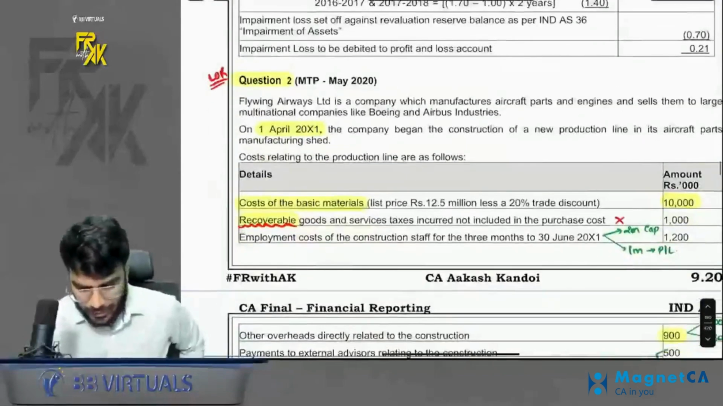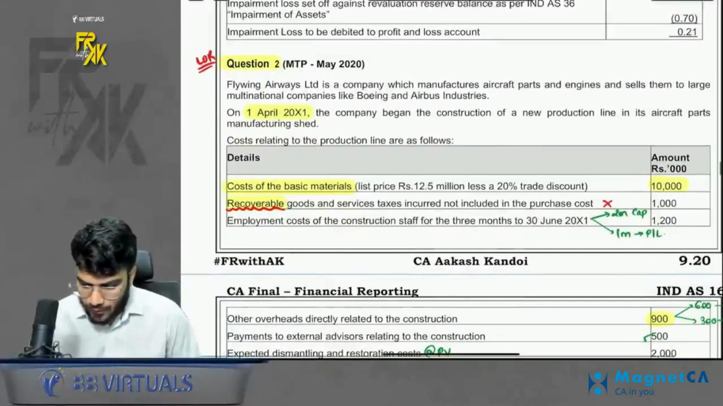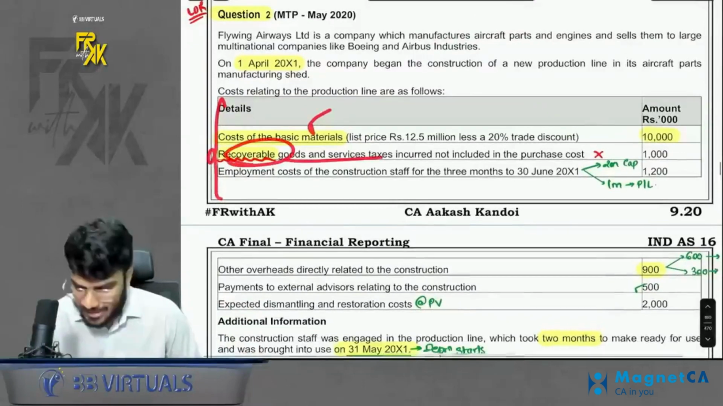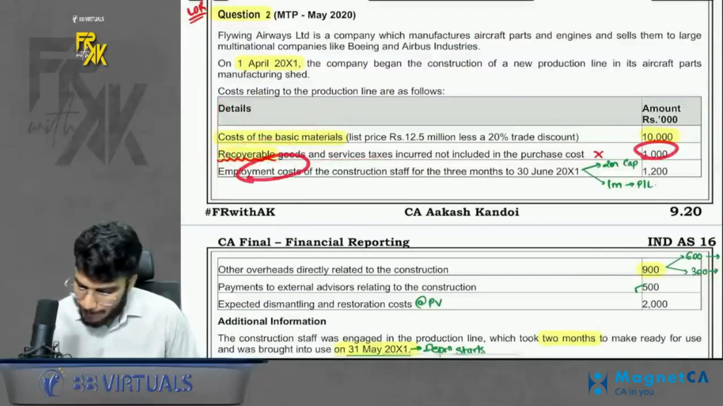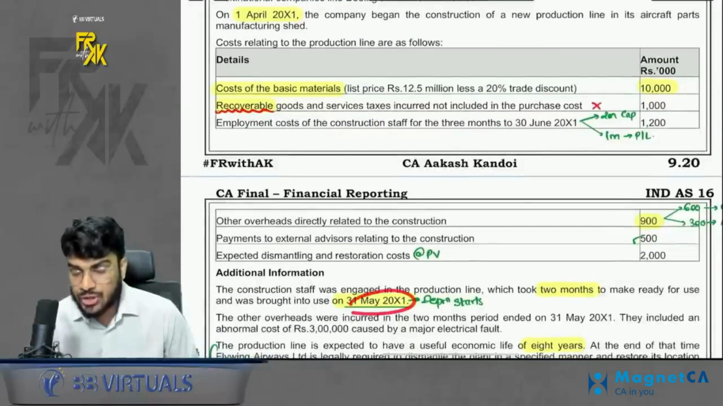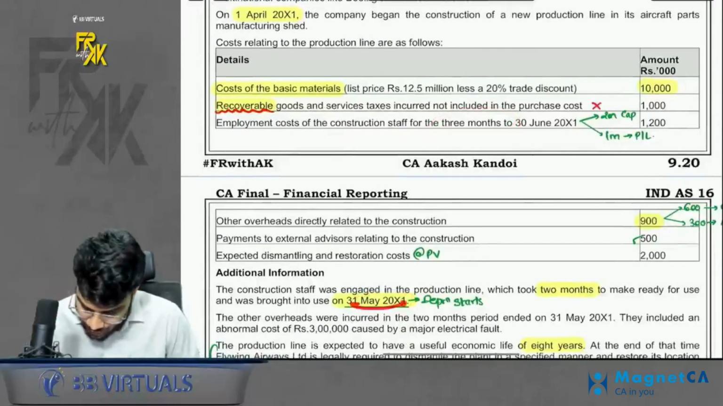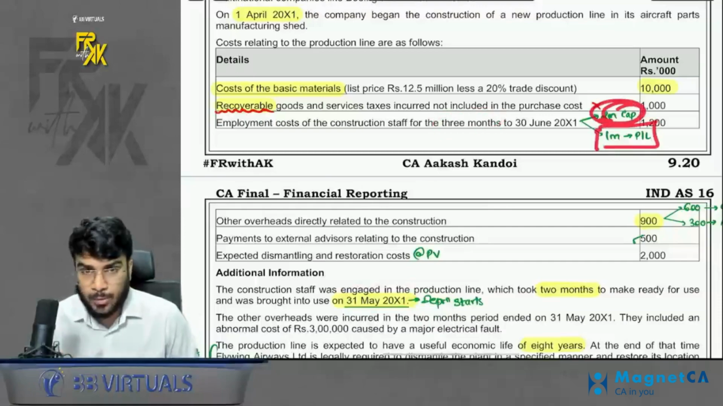Then there was an illustration. Question number 2, again a good question. What is given here is, we are manufacturing an aircraft. Costs are given, so basic material we will capitalize. Recoverable GST, taxes which are recoverable, will not form part of the cost. Employment cost is given for 3 months, but if you read the whole question, the construction went on only for 2 months. So 2 months we will capitalize, 1 month will be transferred to profit and loss.